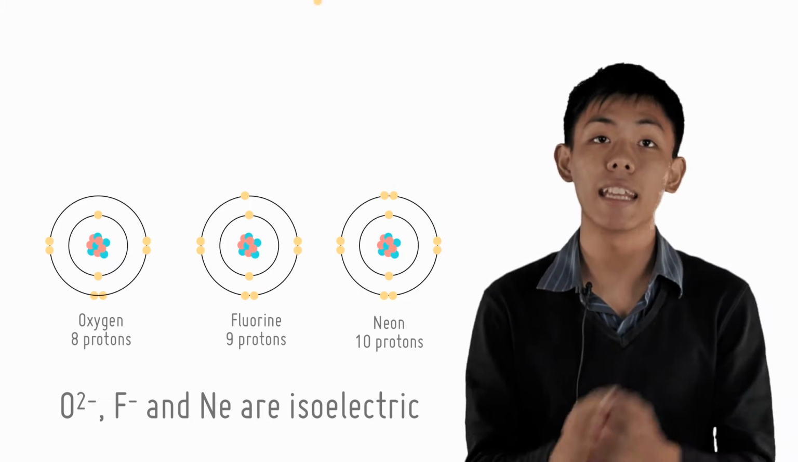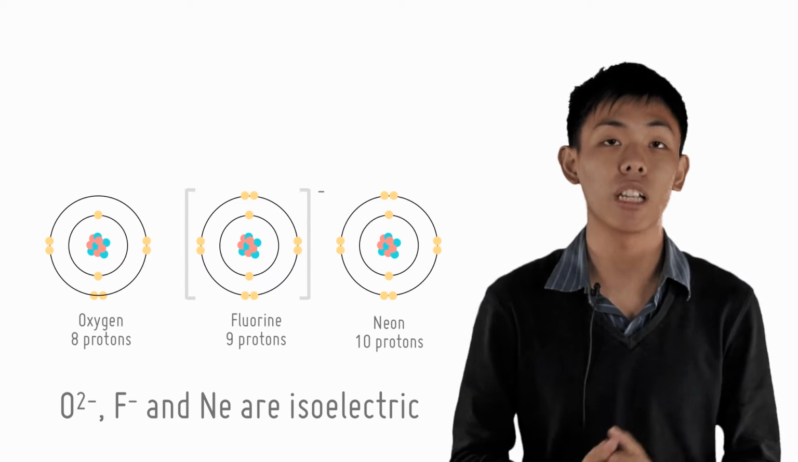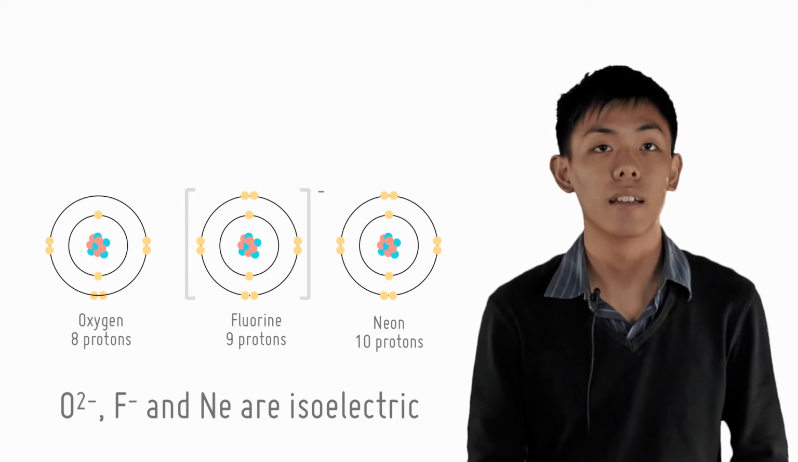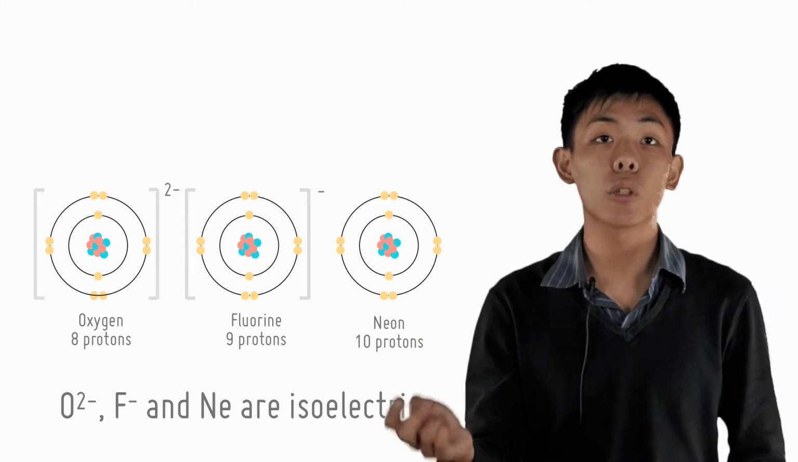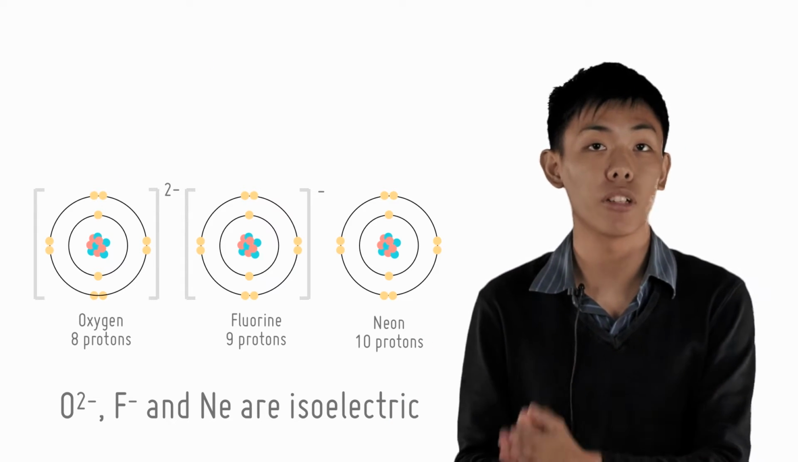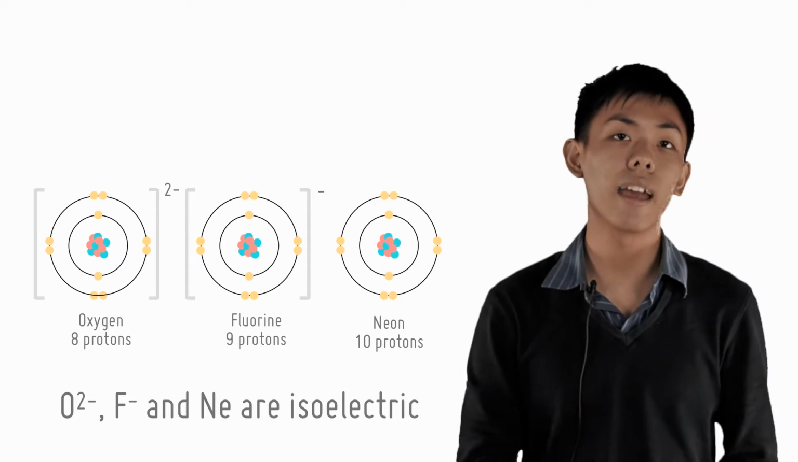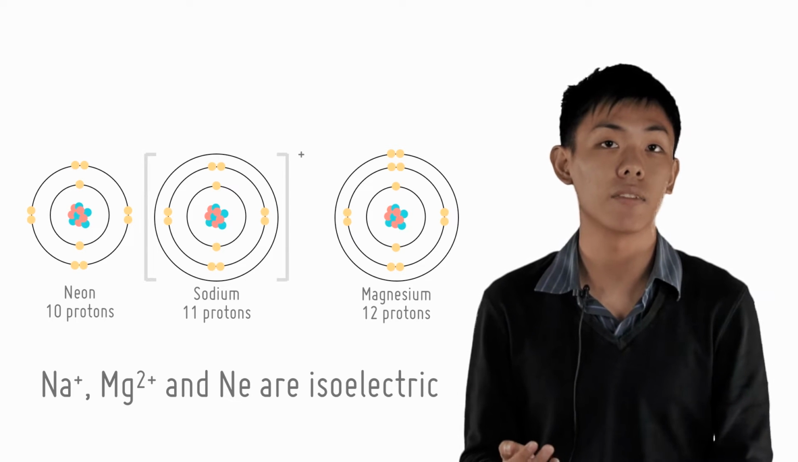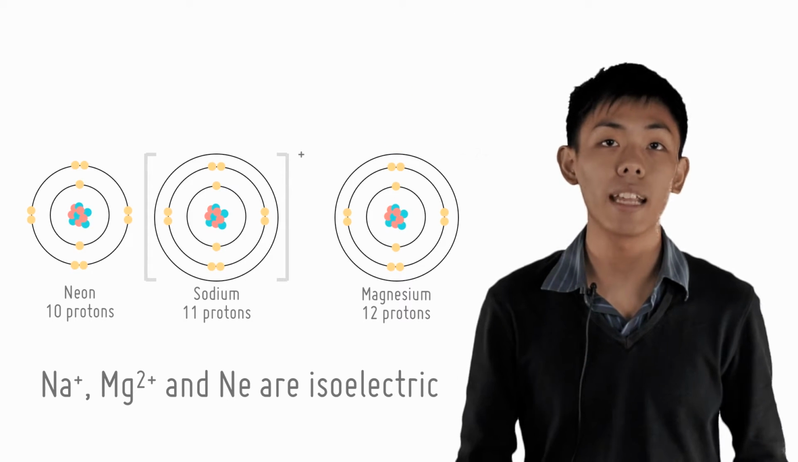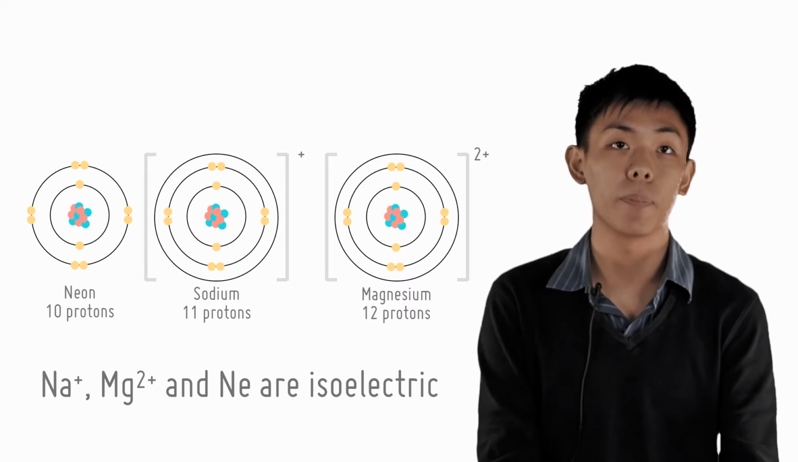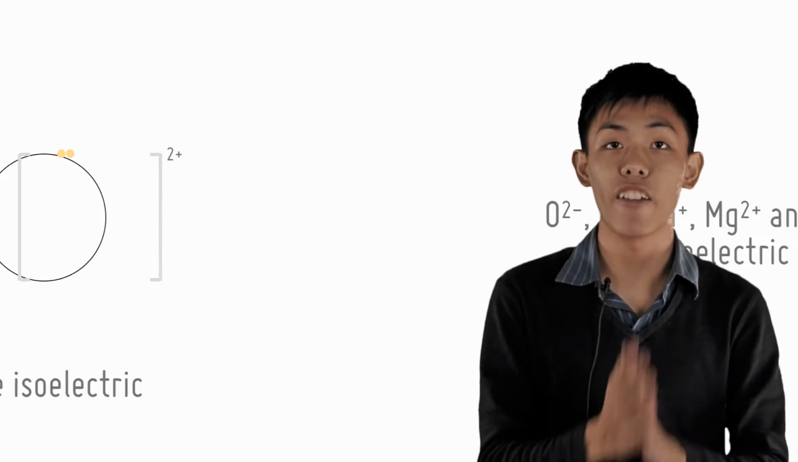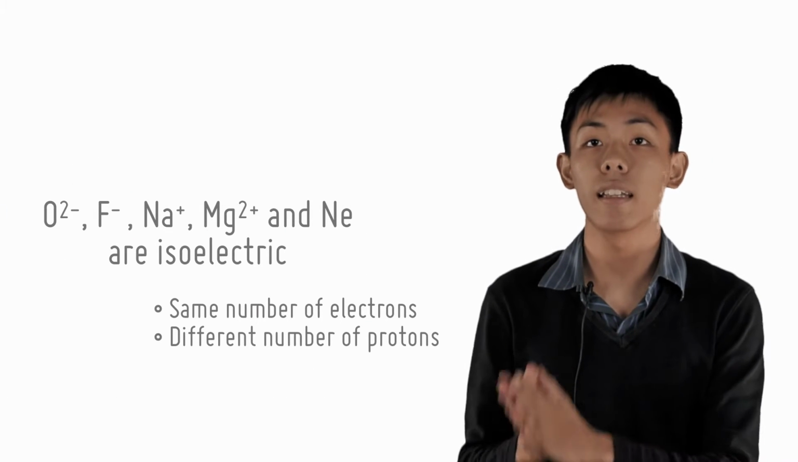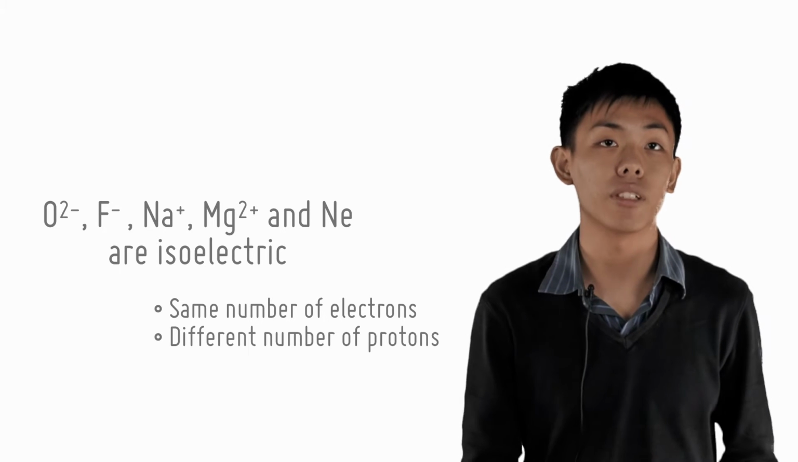If fluorine gains an electron, it will have the same electronic configuration as neon. Similarly, if oxygen gains 2 electrons, it will have the same electronic configuration. On the other end, if sodium and magnesium lose 1 and 2 electrons respectively, we get an electronic configuration similar to neon. Hence, O2-, F-, Ne, Na+, and Mg2+ are all isoelectronic.